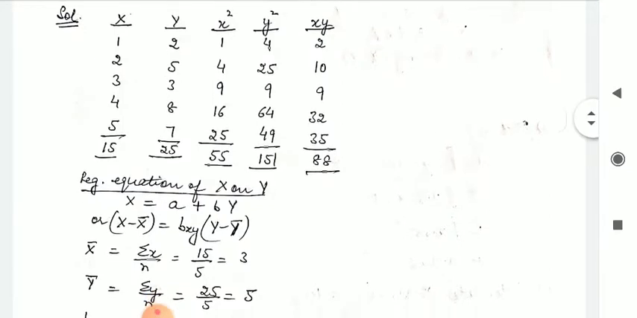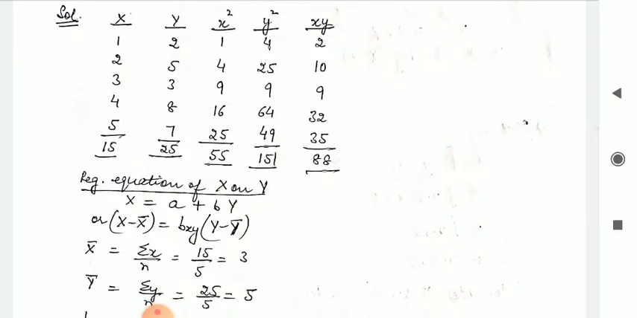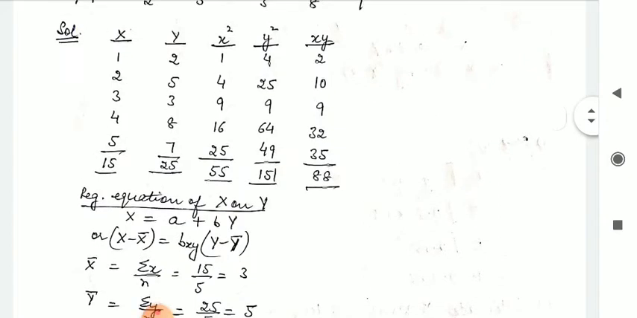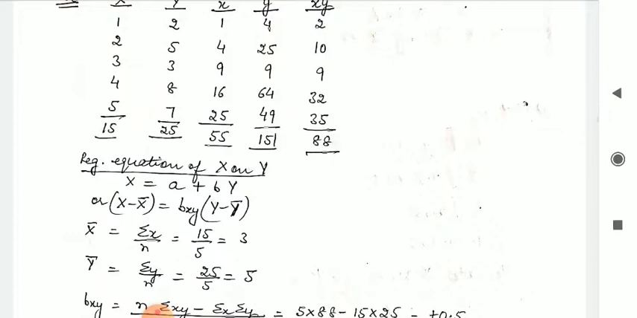So we will be solving this regression equation, and for this we need x bar, we need y bar, and we need bxy. So firstly, x bar is equal to sigma x over n. So we calculate sigma x, that is total of x is 15 divided by n. N means number of items, it is 5. So 15 over 5 is 3. So x bar comes out to be 3.